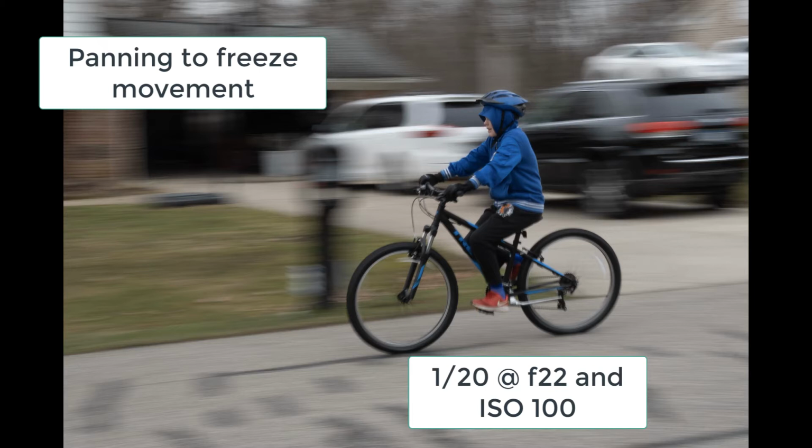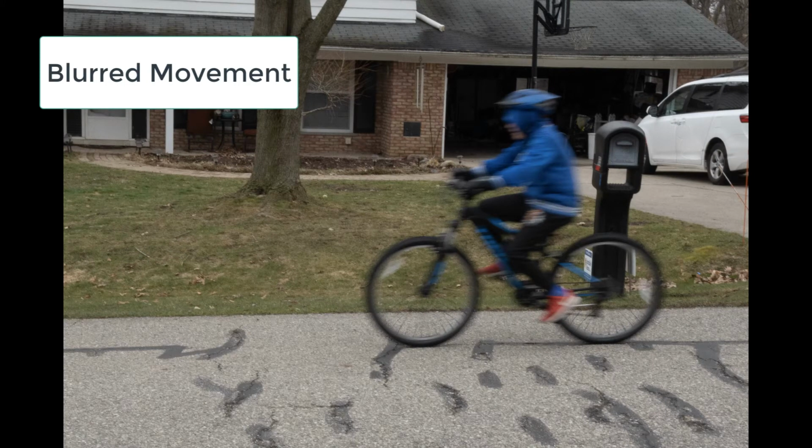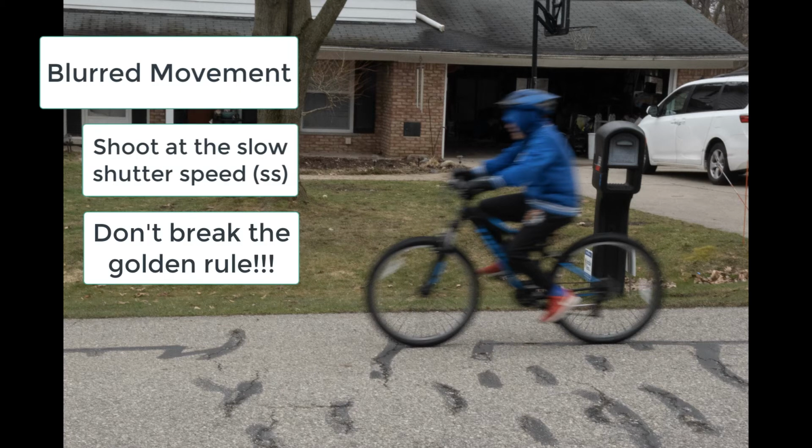Your goal for this assignment, guys, is to turn in all three of these pictures so that they look exactly the same overall brightness, so that your exposure is correct on all three pictures. But you want to show frozen movement with the fast shutter speed at first, and then you want to show blurred movement with a slower shutter speed. But don't break the golden rule on this one. Just shoot at the slowest shutter speed you can without breaking the golden rule.